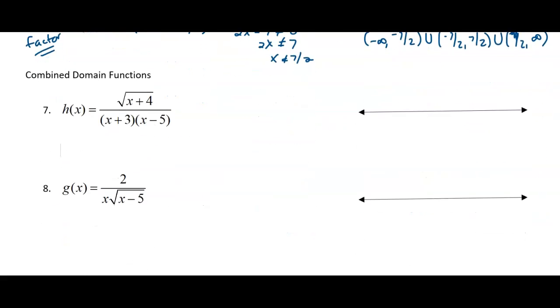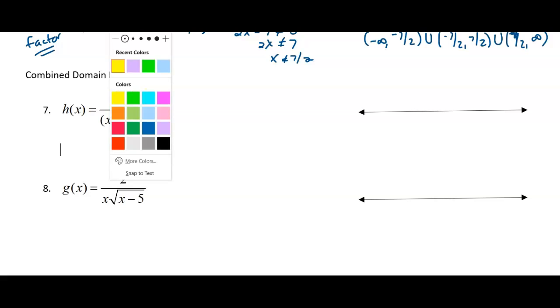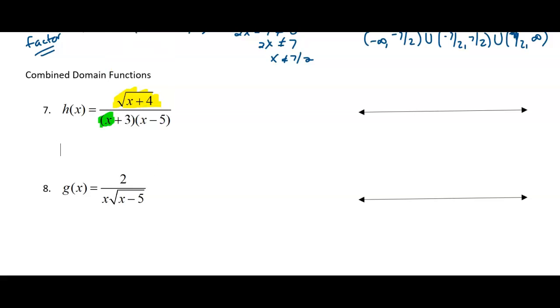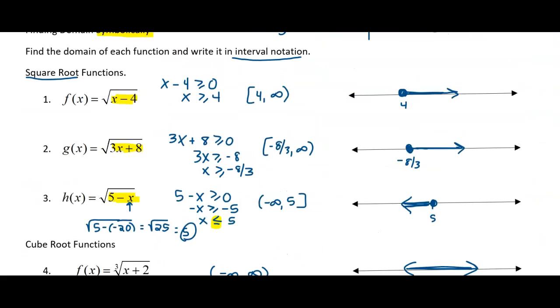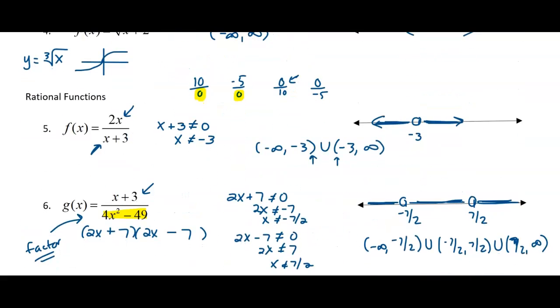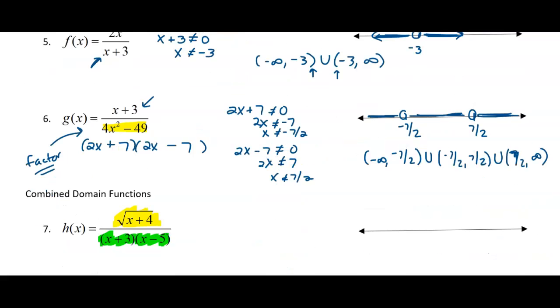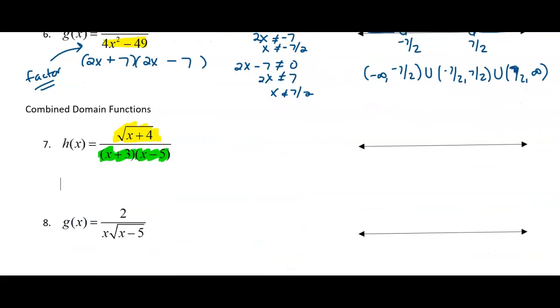Now down here, these are where we're combining different ideas together. These get a bit tricky, so you've got to be careful. On this particular one, we've got a square root function on the top and a rational function on the bottom. So we've got two different issues going on here. We've got what we were dealing with at the beginning, your square root functions, and then a rational function, what we were just dealing with in the previous section. So we have to put all those ideas together to decide on the domain.